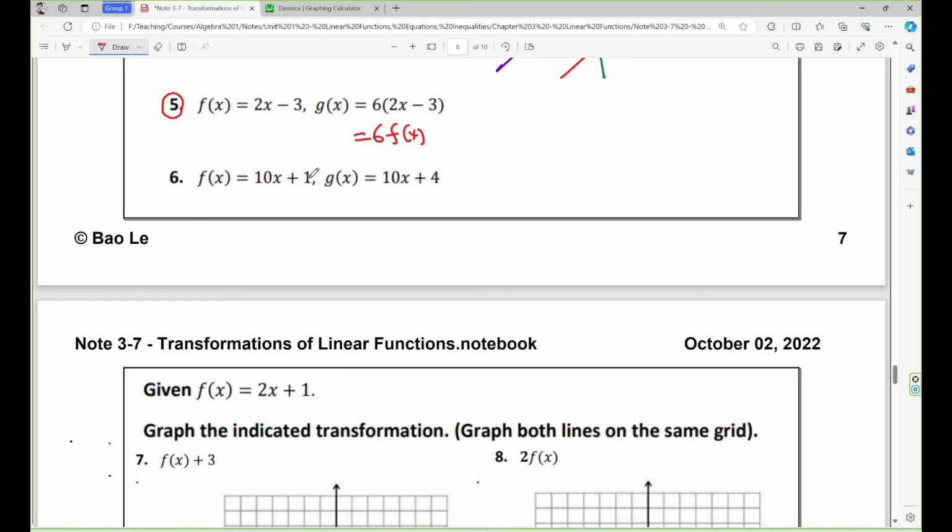Alright, now number 6 right here is very simple. G of s equals 10s plus 4. I can rewrite this one as 10s plus 1 plus 3. Alright, because 10s plus 1 right here equals f of s, so I just replace with f of s plus 3. So the new function g of s is a result of a translation of the function f of s up by 3 units.